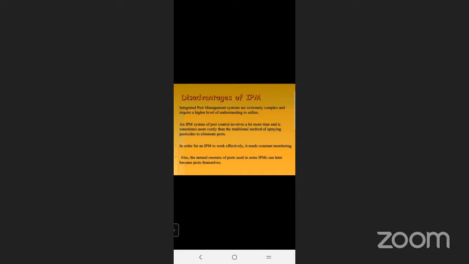So in order for an IPM to work effectively, it needs constant monitoring. Also, the natural enemies of pests used in some IPMs can later become pests themselves.